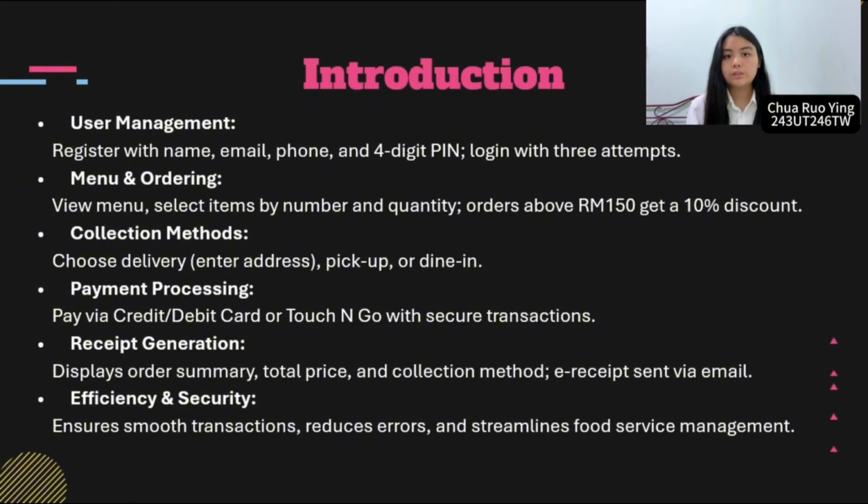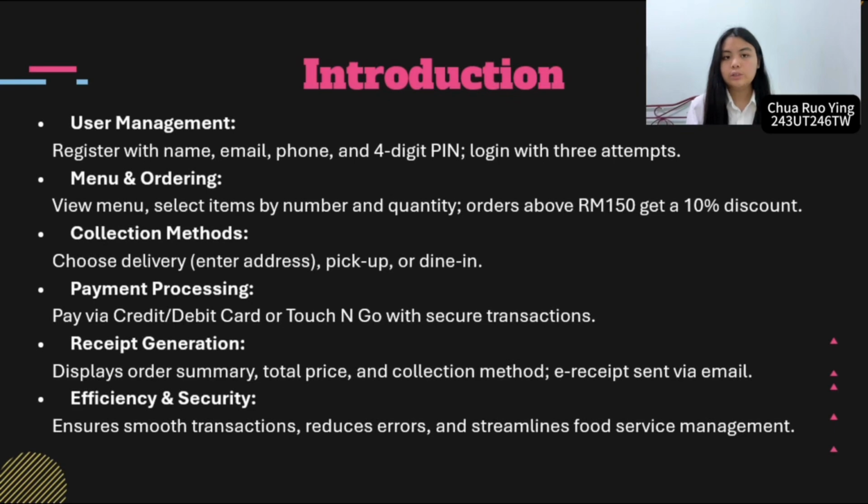The restaurant ordering system is a C++ program designed for easy and secure food ordering. It allows user registration with a name, email, phone number, and a 4-digit PIN for security. Users log in with 3 attempts before access is restricted. Once logged in, users can view the menu and select items by entering the menu number and quantity. For orders above 150 ringgit, the user may receive a 10% discount.